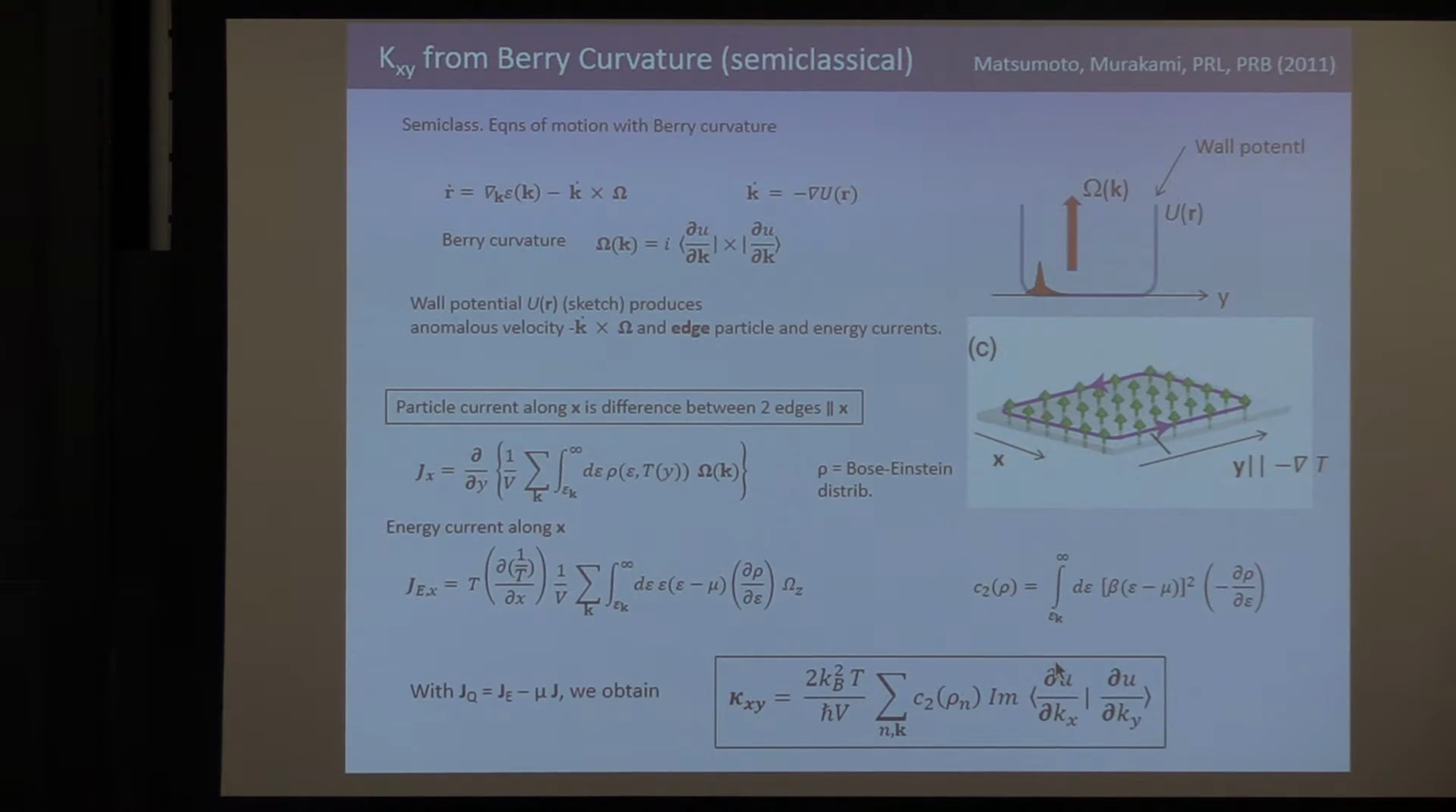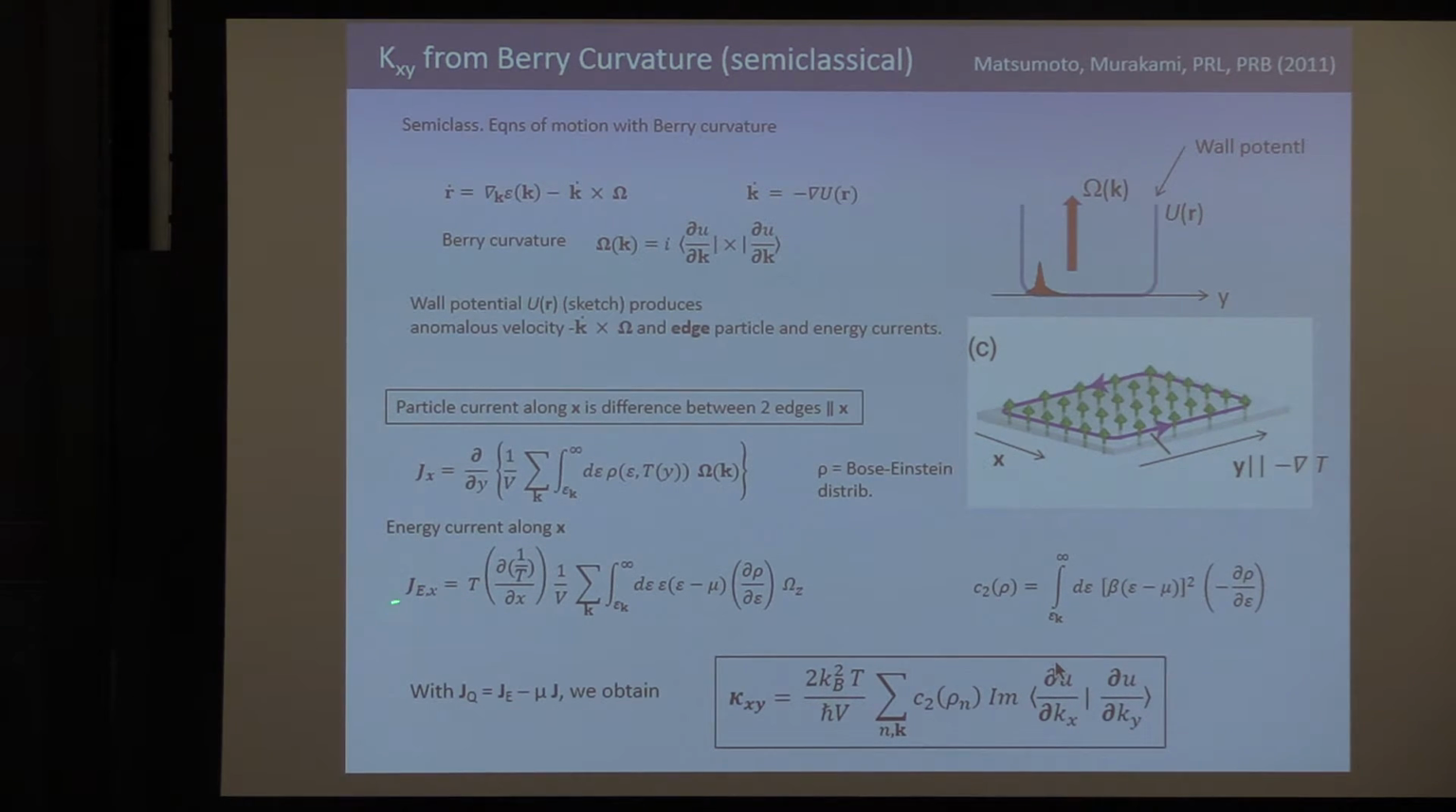So kappa xy is directly measuring the Berry curvature, except that it's being modified by energy distribution, temperature, and so on. Okay, we're going to collect all this integral into a factor called C2. And this has all the uninteresting Bose distribution and energy factors. And then you can write, finally, you can do the same thing for the particle current and the energy flux. This is the energy current, right?